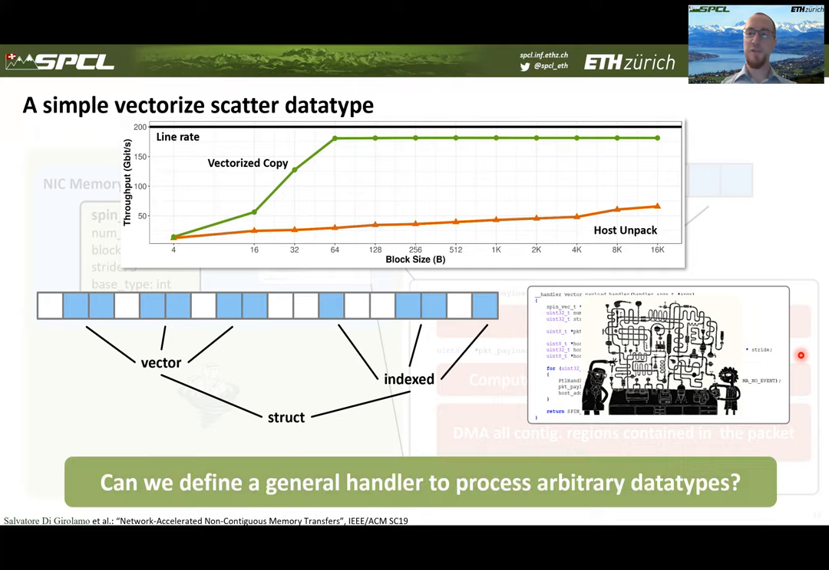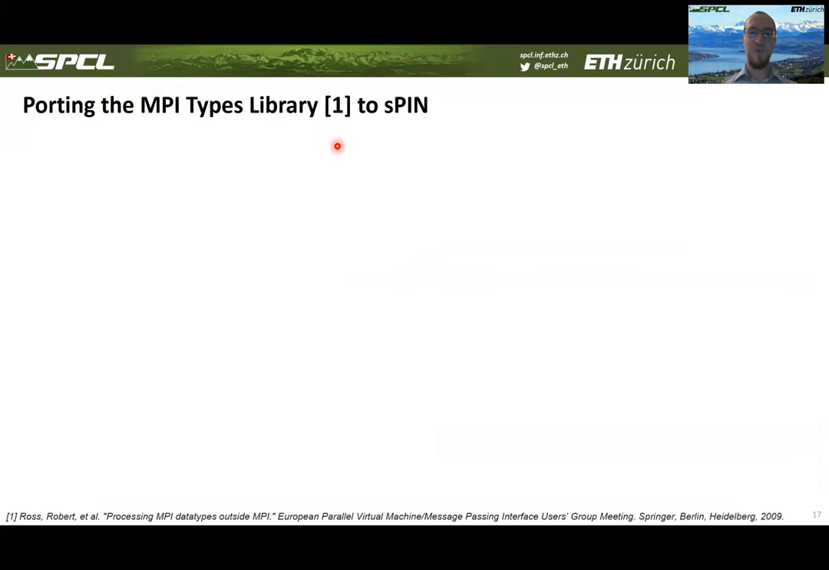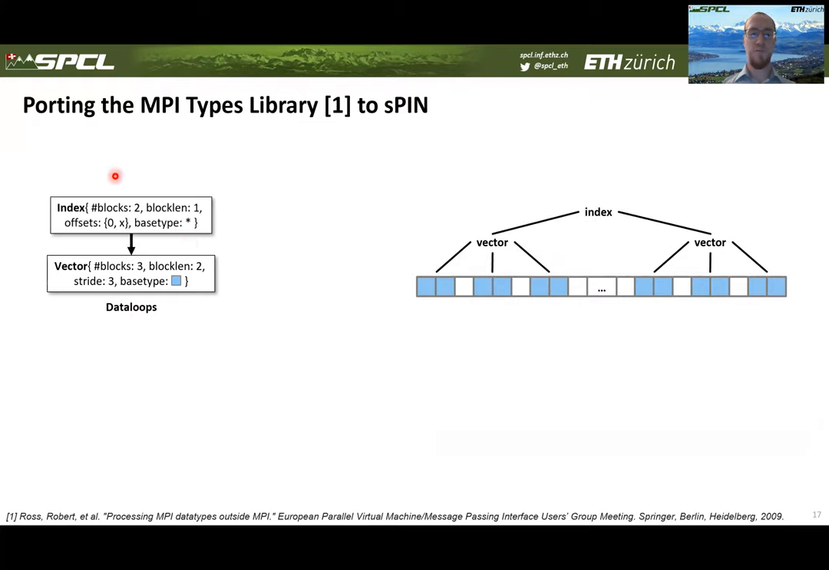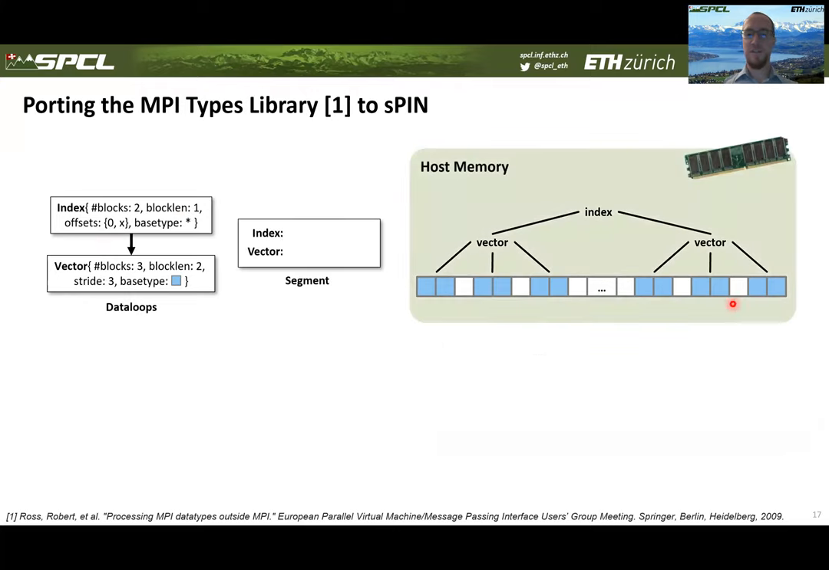The idea is now that we take an existing library for processing MPI data types, which has been written and designed for CPU processing, and move it into the network card. This is the so-called MPI types library, written by Robert Ross and Bill Gropp and colleagues at Argonne more than 10 years ago, but it's still used in MPICH and most MPI implementations today. This library models the basic data types, here these two vectors, as so-called data loops in a hierarchical, tree-shaped manner, as you can see. So we are combining an index and a vector data type that is now specifying a data layout in host memory.